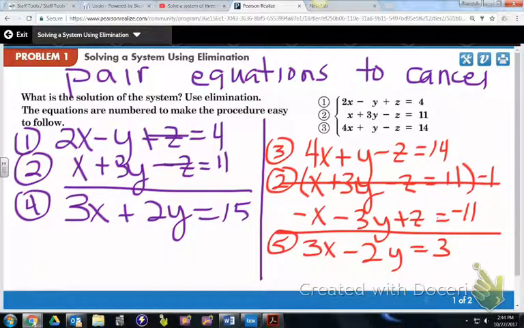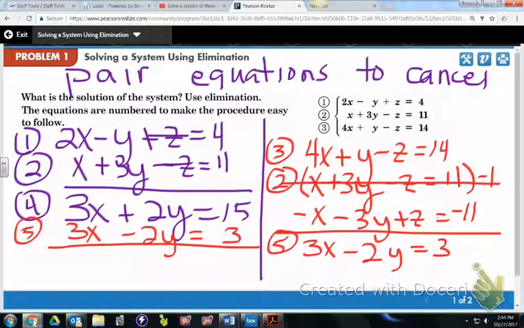You'll notice we started with 3 equations with 3 variables, but equation 4 and 5 have 2 variables. So we're going to put those together and notice that when you combine 4 and 5, the y's cancel, and we have 6x equals 18. Which means x is 3. So we're part of the way there.